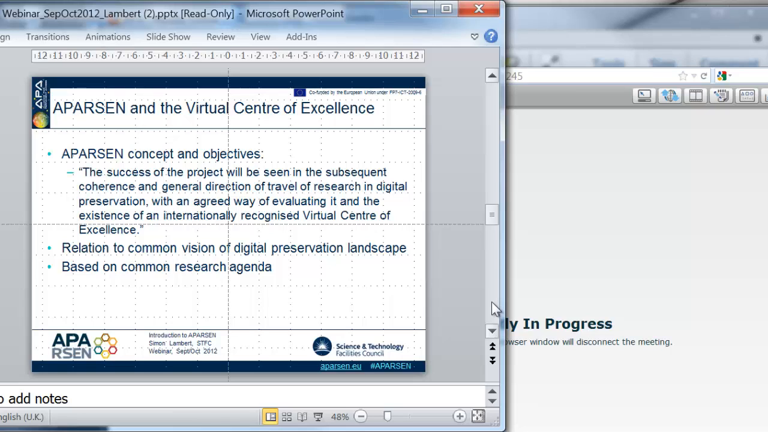Here we summarize how the aim of the Virtual Center of Excellence has been... an essential element in it is to come to a common vision of the digital preservation landscape. Next slide.